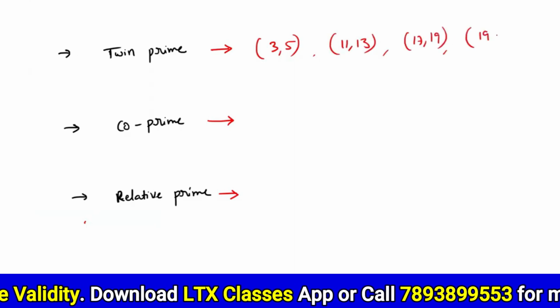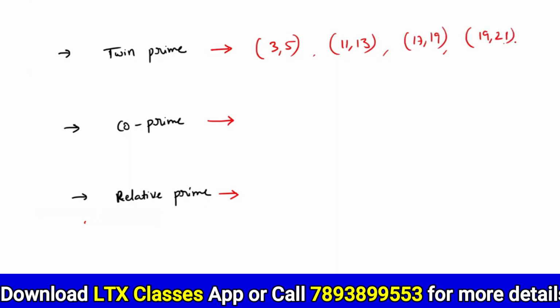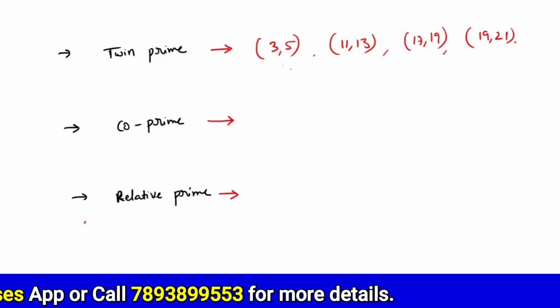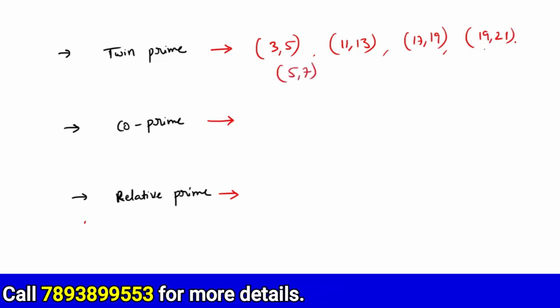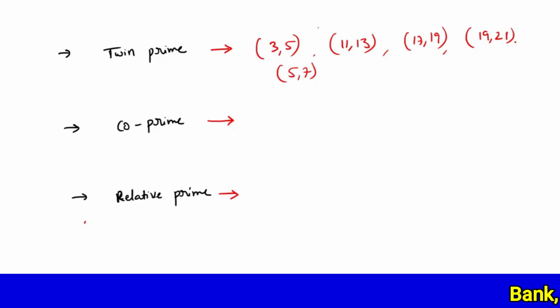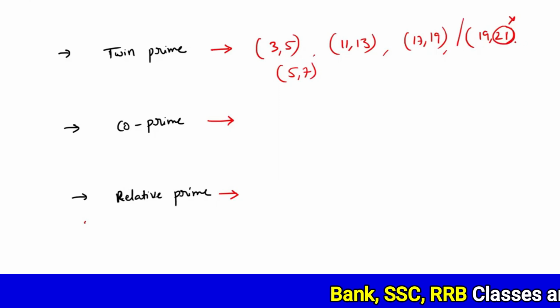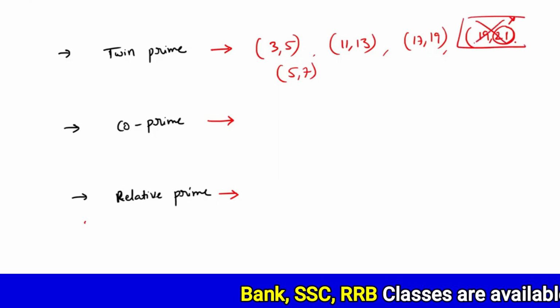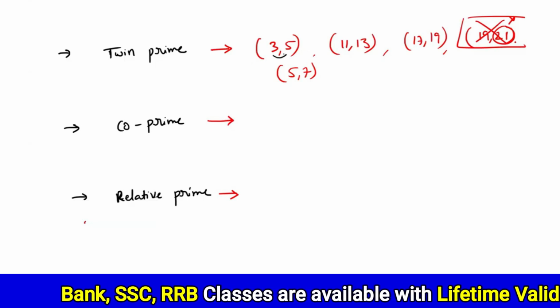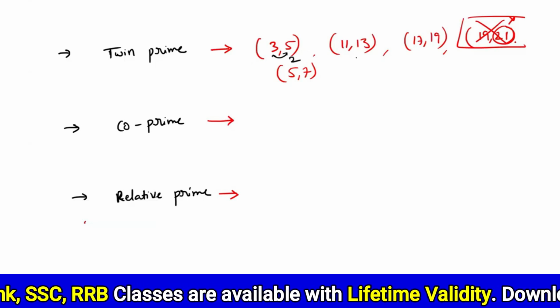Next, can I say 19 and 21 as twin primes? Yes, sir. 5 and 7, very good. Can I say 19 and 21 as twin primes? 21 is not a prime number, so it cannot be considered a twin prime. Okay. So the difference between the numbers must be 2. Regarding twin primes, the difference between the numbers must be 2.